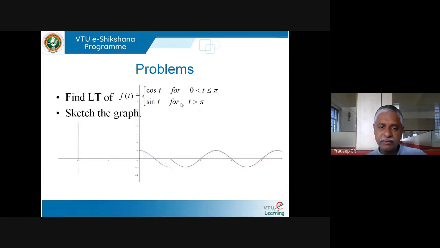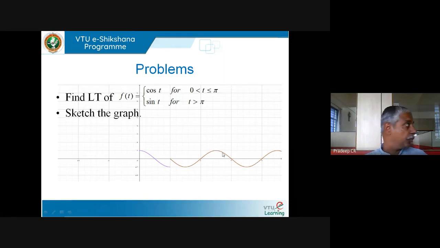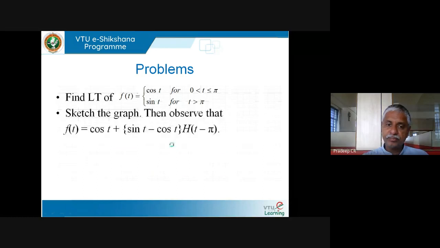So let us sketch the graph. Here is the graph. Between 0 and pi, it is cos t. That means cos 0 is 1, cos(pi/2) is 0, cos pi is minus 1. So this is the cos curve. Now after pi, f is sin t. So after pi, sin pi is 0, and after pi, sin becomes negative till it reaches 2 pi, and then again positive, the usual sine curve which you know well. This is the curve, and you should keep this in mind. This is how the curve looks. Clearly there's a discontinuity at pi. The left hand limit and the right hand limit are not the same.